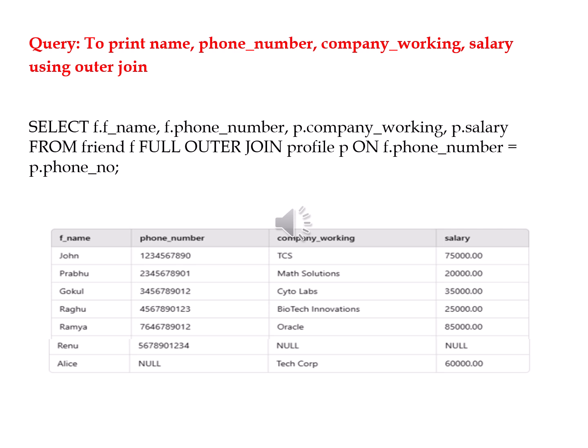So this output will return all the rows from both the tables, that is profile table and also friends table. So if there is no match found, it will return null values. Let us see the output. Renu does not have company working and salary, so it is having null value. Whereas allies is not having phone number, so it returns null values.